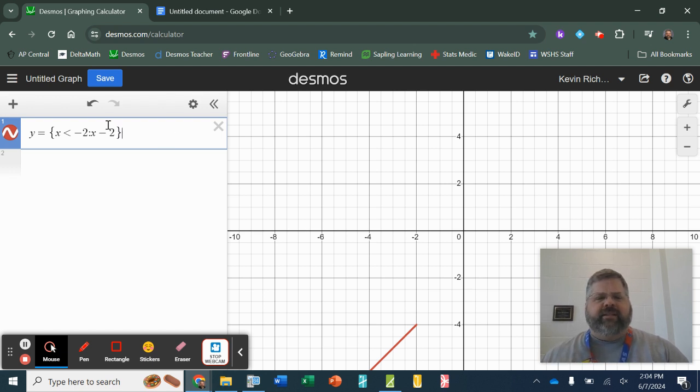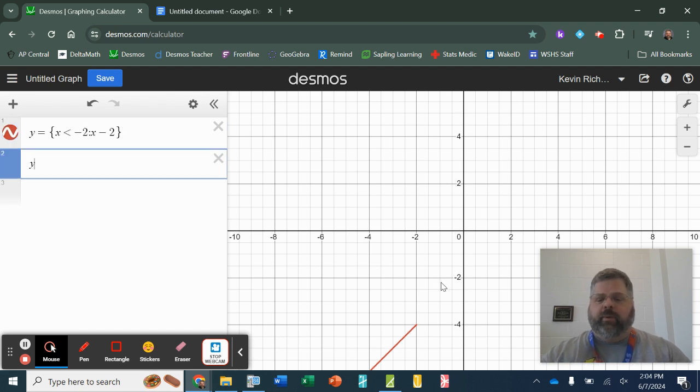What that's doing, by using the curly brace, is letting it know this is going to be my subdomain or condition for the function x minus 2. And that's why it stops here at -2 and only goes to the left, because it's only applicable for x is less than -2.